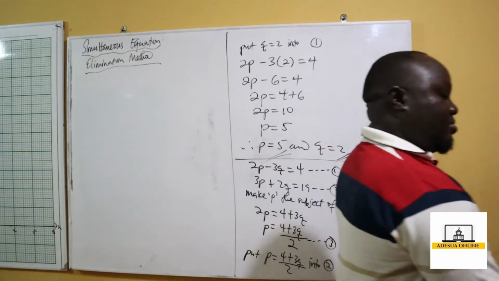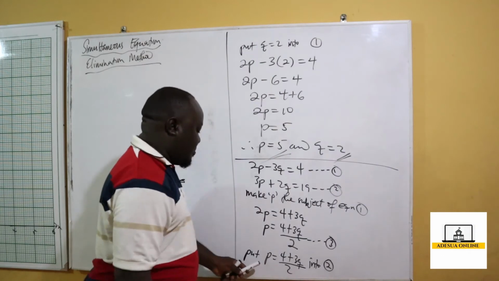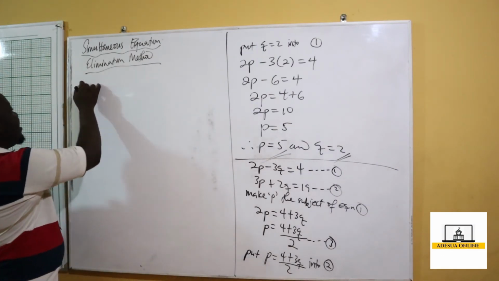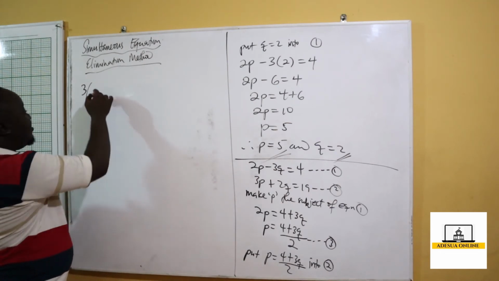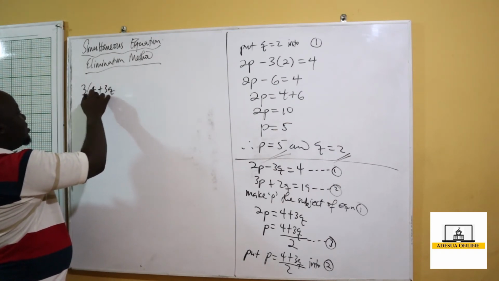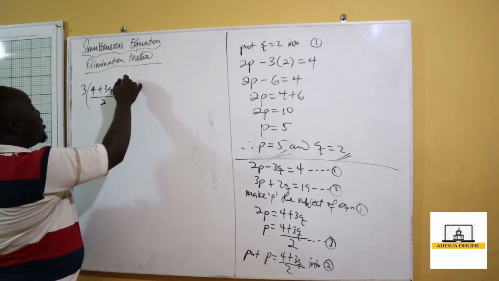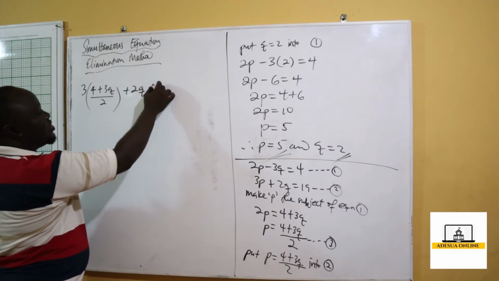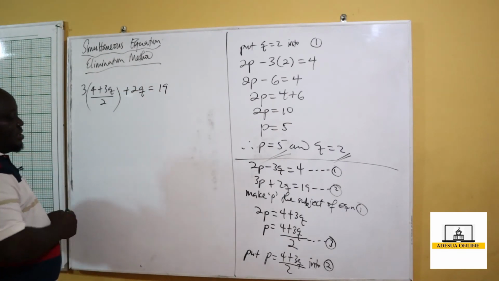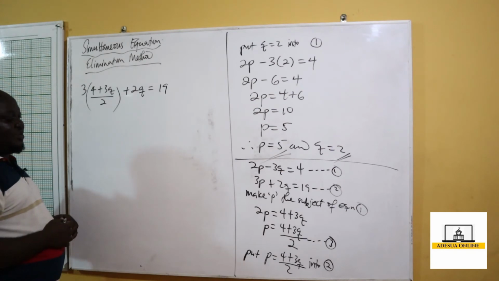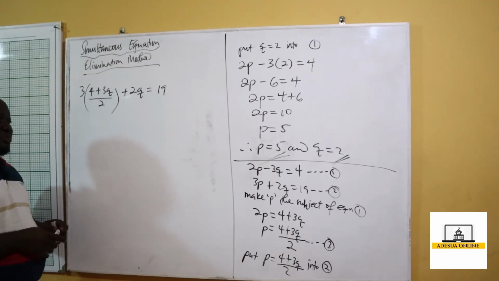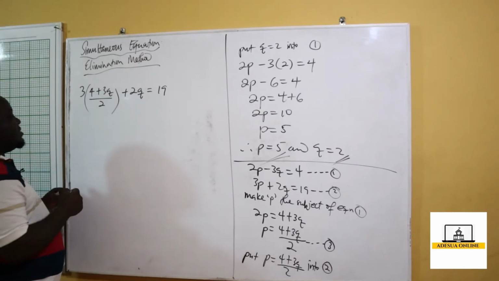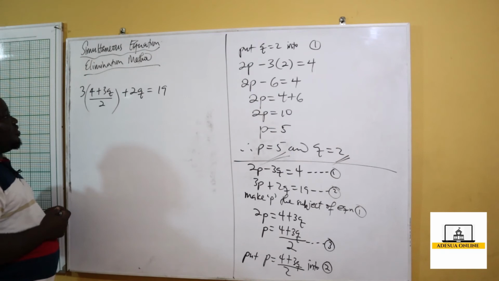putting P equals 4 plus 3Q over 2 into equation 2, we shall have 3 into, our P is now 4 plus 3Q divided by 2, then we have plus 2Q equals 19. So wherever we see P in equation 2, we put 4 plus 3Q over 2. So we have 3P plus 2Q equals 19. So we go ahead and then we solve for Q.